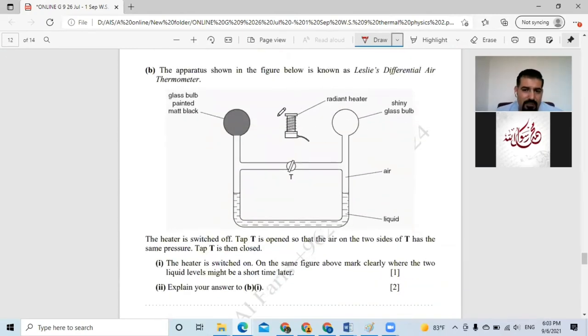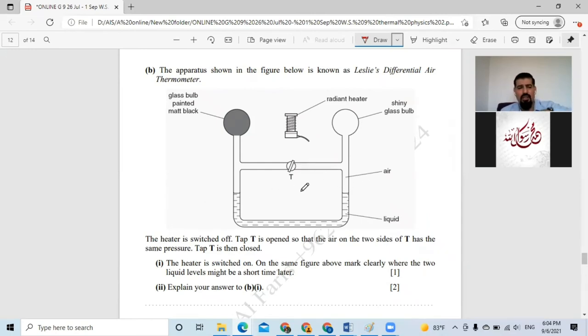Now here we have an experiment, the Leslie differential air thermometer. This is the name of the scientist who did this experiment. The figure shows what is known as the Leslie differential air thermometer. We have a glass pipe with two bulbs here. One bulb is shiny, or transparent, and one is painted black. There is air trapped inside with a tap here, and we have the same water level. Before the heater is turned on, the tap was opened, so both levels are the same.